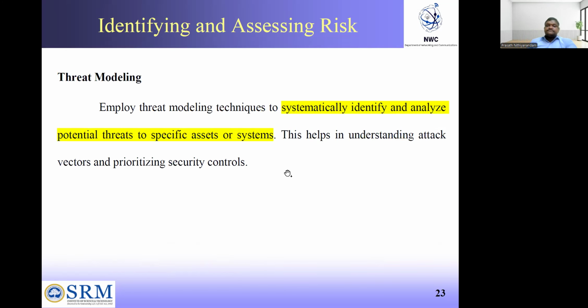And the next one is threat modeling. Threat modeling is a systematic technique to identify and analyze potential threats to specific assets or systems. It helps organizations to understand the possible attack vectors and prioritize the security controls based on real world scenarios. As a real world example for this, a software company uses threat modeling to anticipate how attackers might target a new mobile application, allowing them to design stronger security from the start.